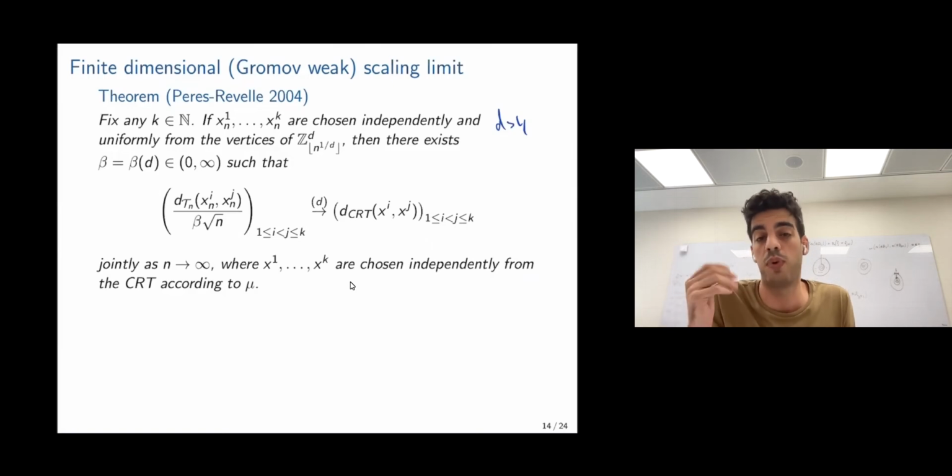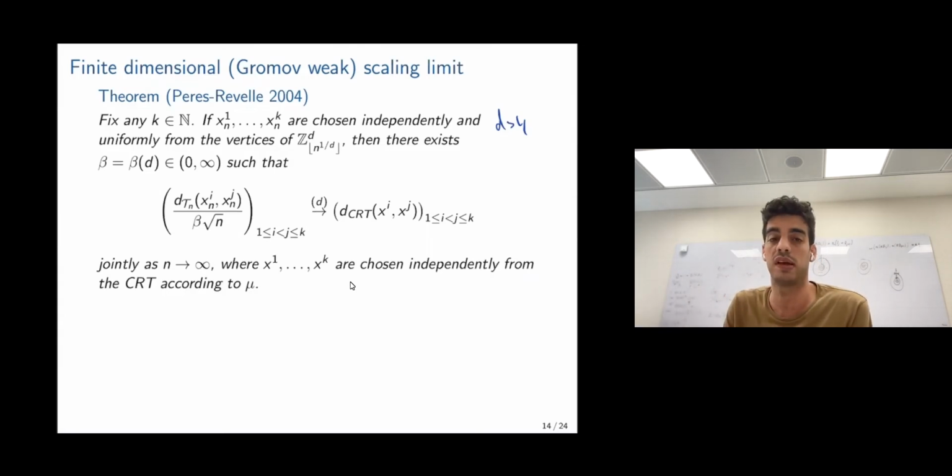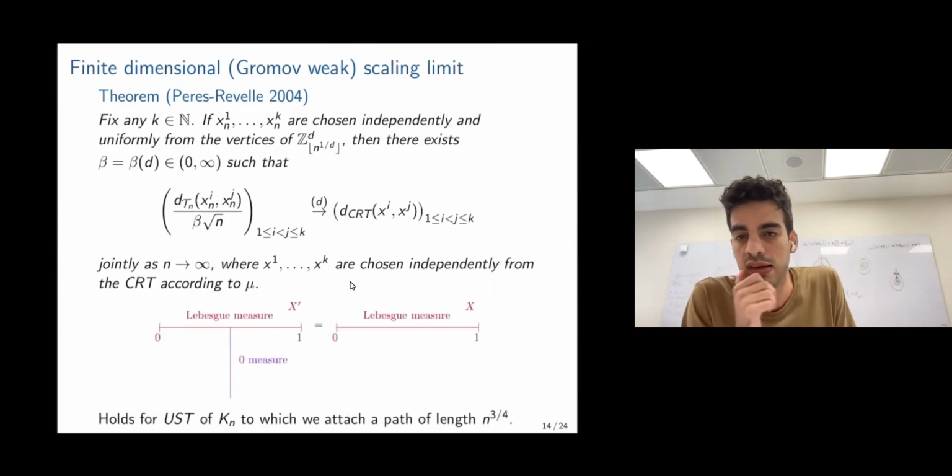So pick k points from the CRT. The CRT is a metric measure space. It has a canonical measure. You pick k points from the CRT and look at the distribution of the distances between them. This is indeed the limit random variable of this sequence that we discussed, which suggests that the CRT must be the scaling limit of the UST of the torus, but it doesn't really capture all of its geometric properties.